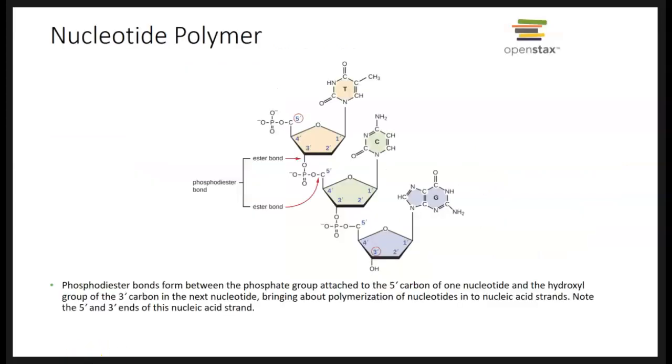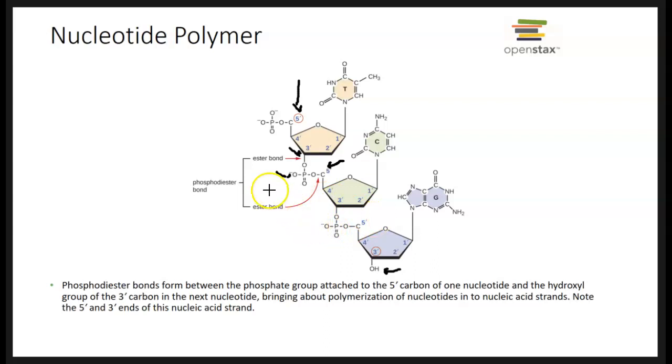So this is the polymer where we have that phosphodiester bond. Again, we have the 5' carbon that's got the phosphate on it. We have the 3' carbon that's got a free hydroxyl. And the phosphodiester bond is formed by a condensation reaction where we have a covalent ester bond formed between the 3' carbon here, the phosphate, and the 5' carbon of the next nucleotide in the chain.